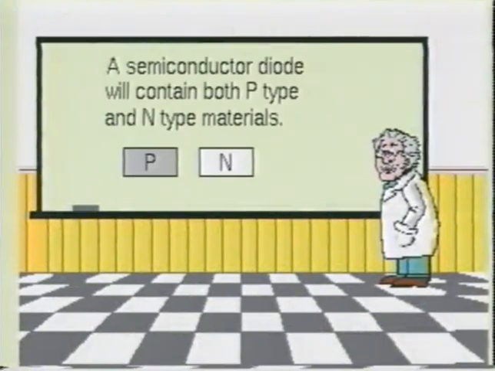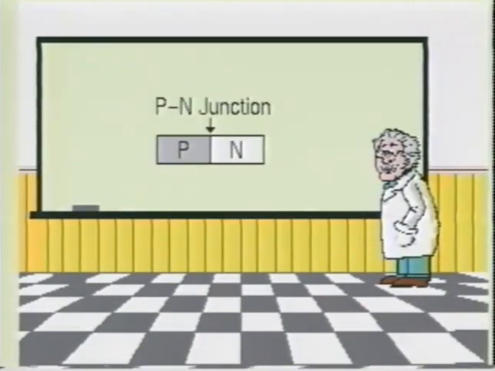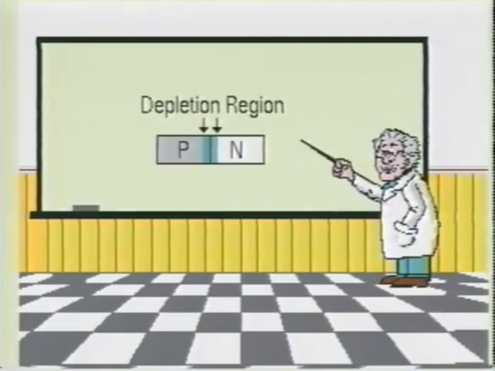Before examining more complex semiconductor devices, we will quickly review the material on the diodes just discussed. A semiconductor diode will contain both an N material and a P material. The area at which the two materials are joined is termed the PN junction. When the two types of semiconductor materials are bonded together, a depletion region is formed. The depletion region will have a deficiency of majority charge carriers.